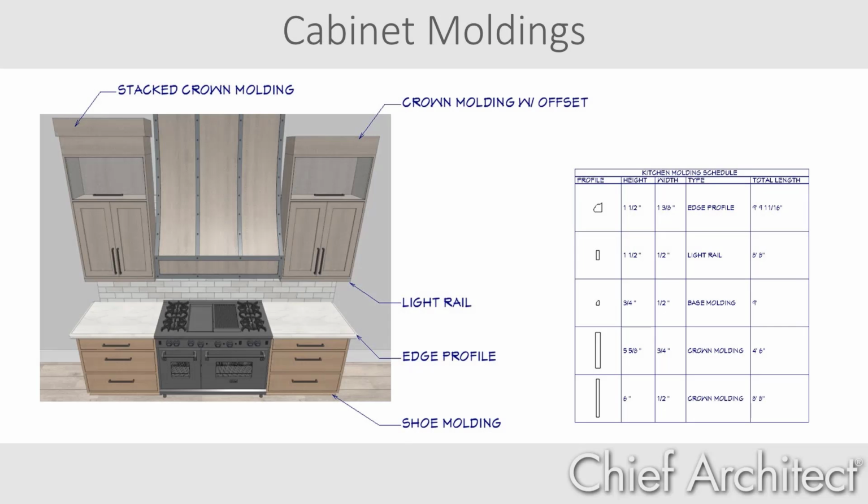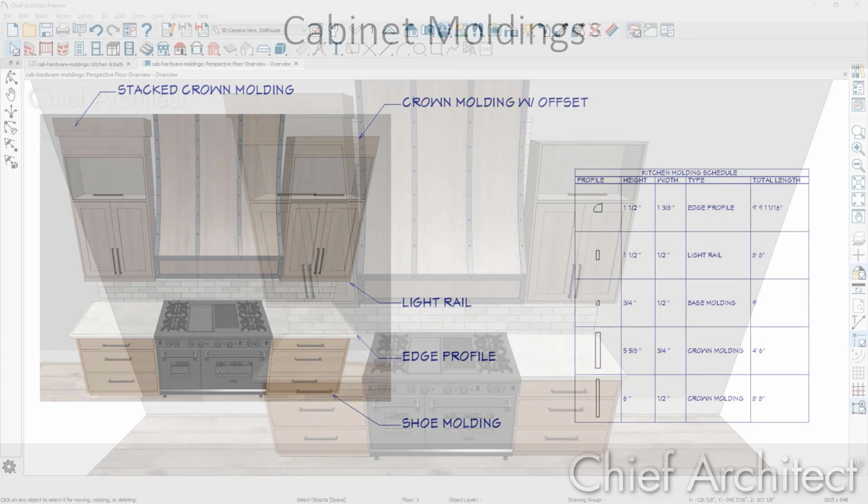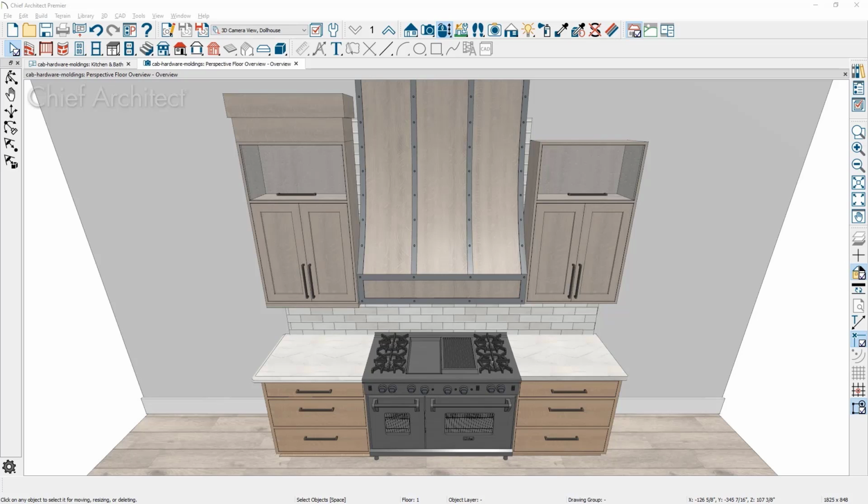In this video, we'll look at adding moldings to cabinets. Moldings can be added to base, wall, and full height cabinets. I'll go through the process and add moldings to the cabinets on the right to match those on the left. Let's begin with the base cabinet by adding a shoe and edge profile molding.